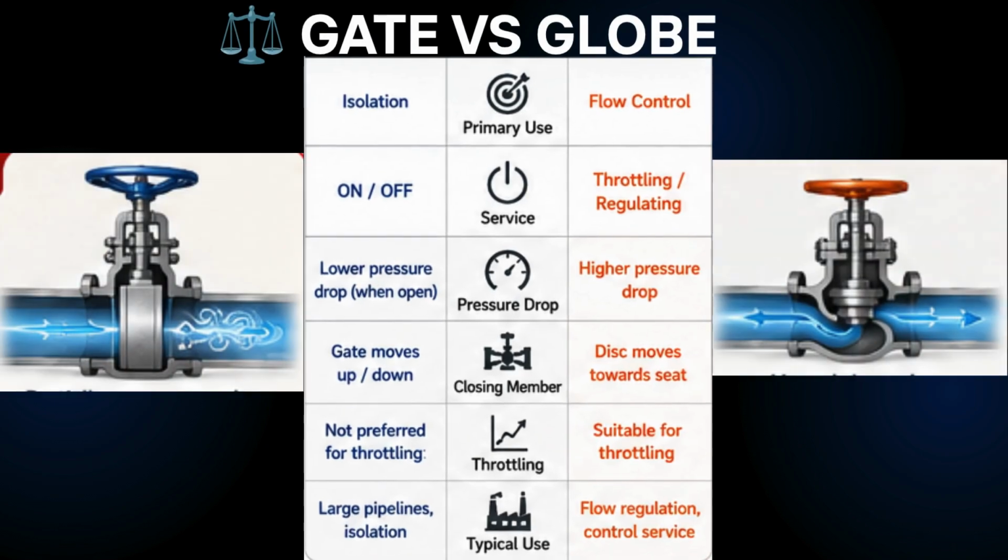The easiest way to understand the difference is this: gate valve mainly for isolation, globe valve mainly for flow control. A fully open gate valve generally offers lower pressure drop, while a globe valve is better suited for throttling applications but normally has a higher pressure drop.